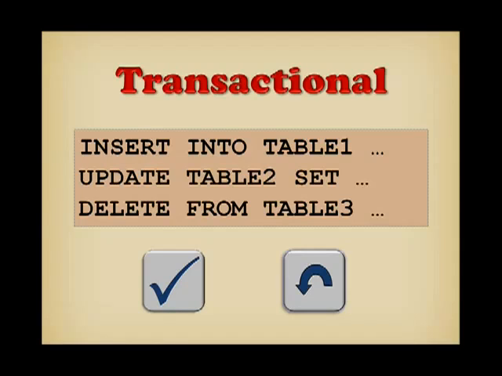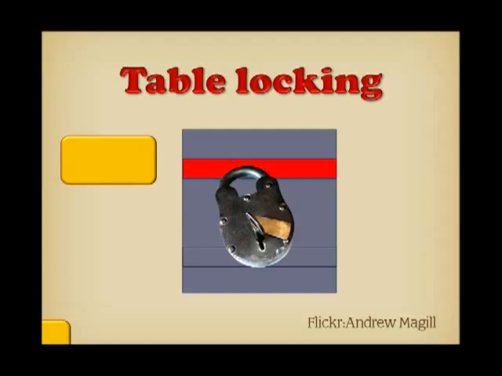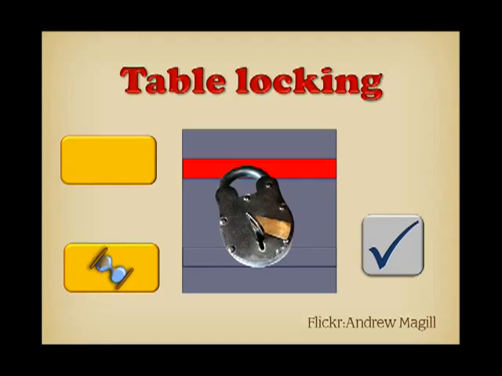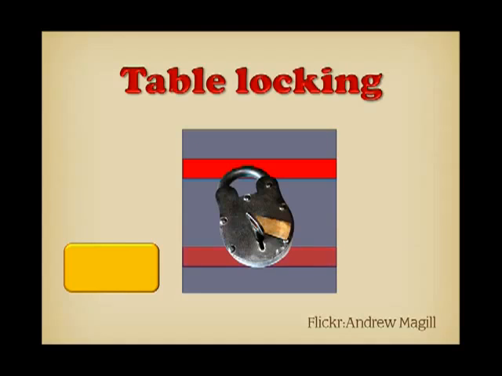MyISAM can handle 2 types of locking. Table locking: a user updates a table. The table is locked as long as the change isn't committed. Another user has to wait for the previous change to be committed before he can in turn update the table. This is the way the MyISAM storage engine works.